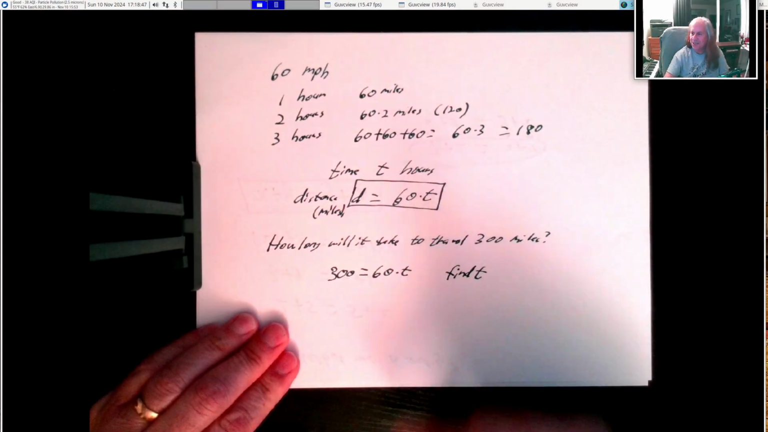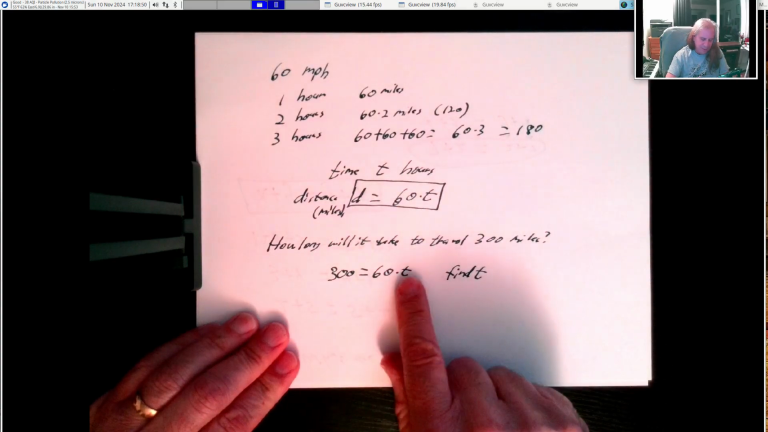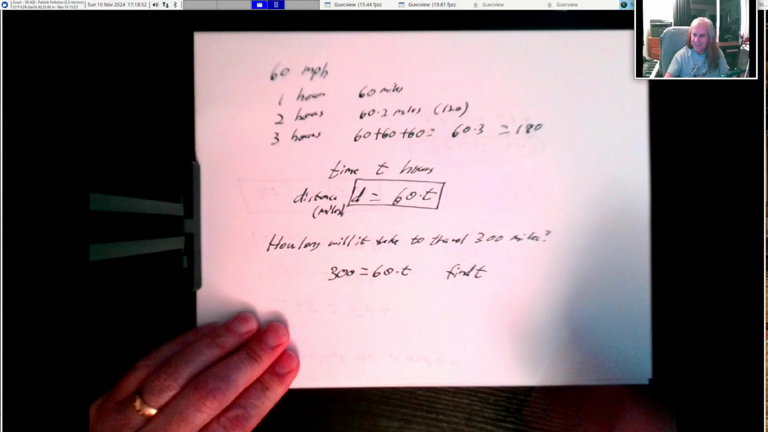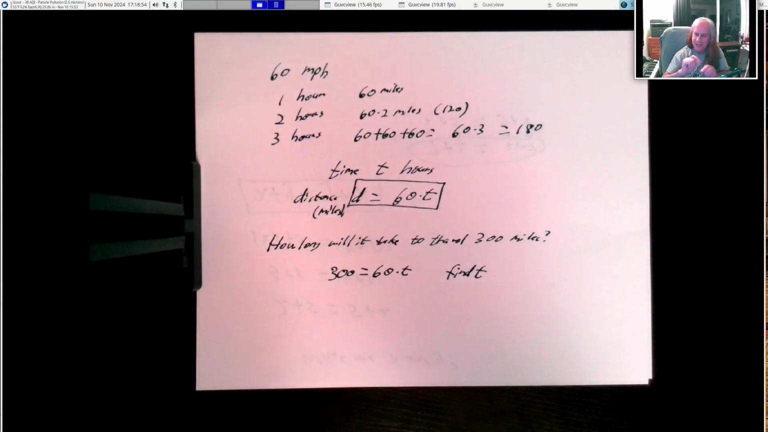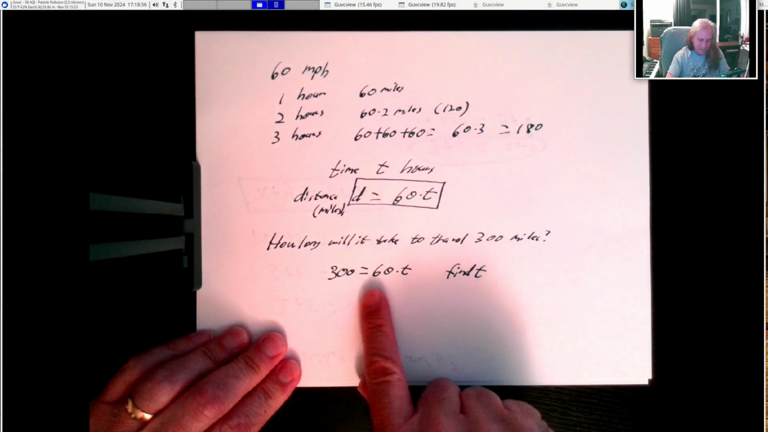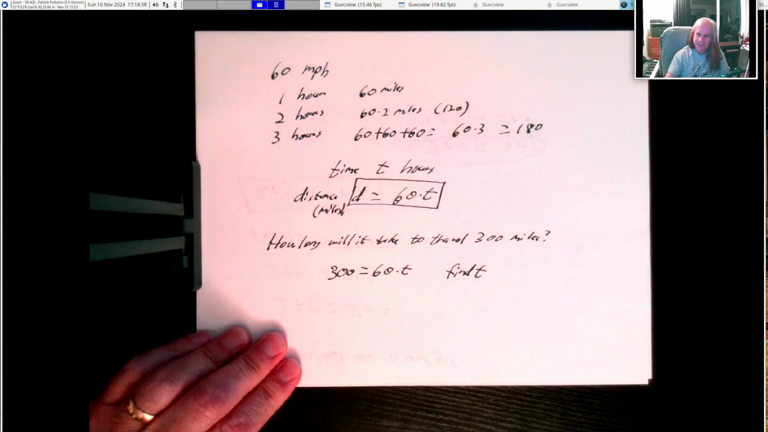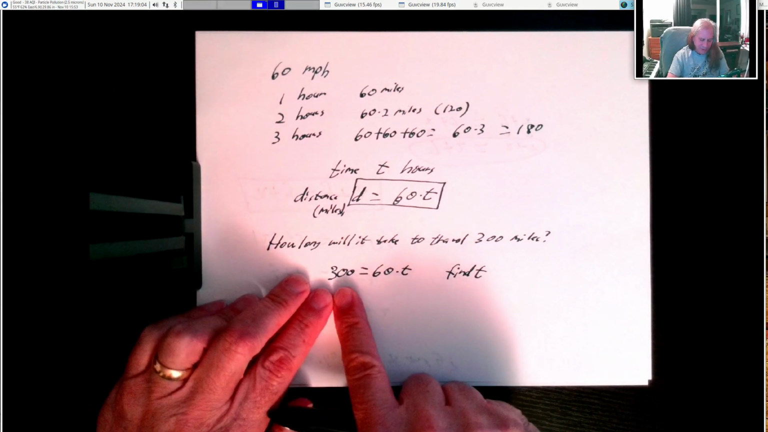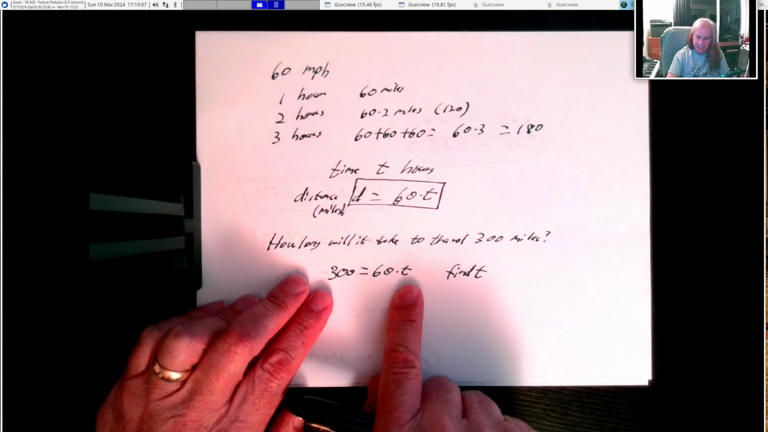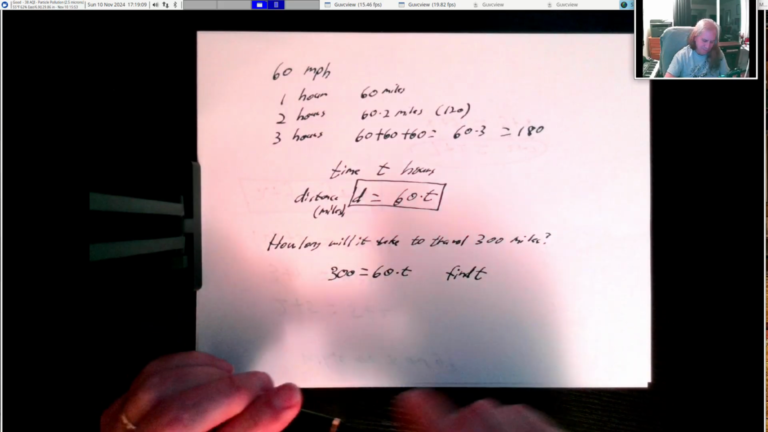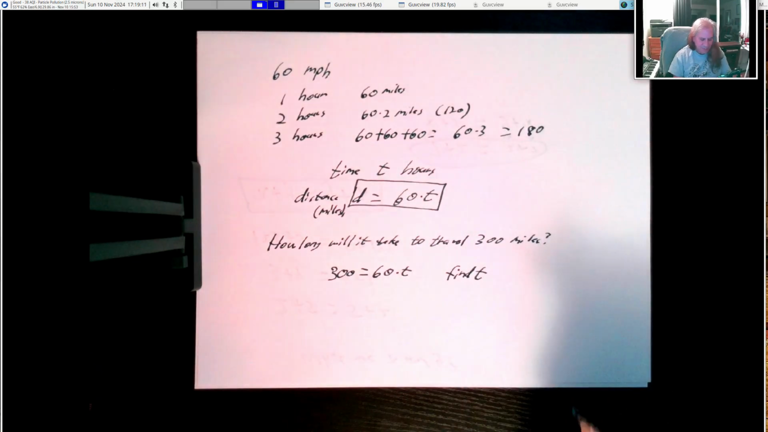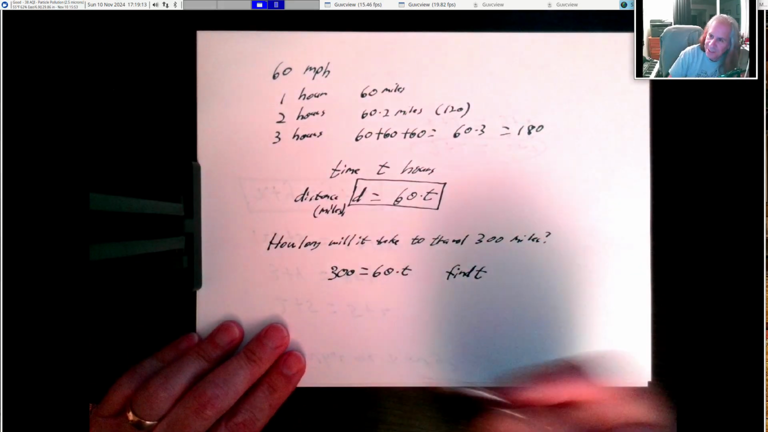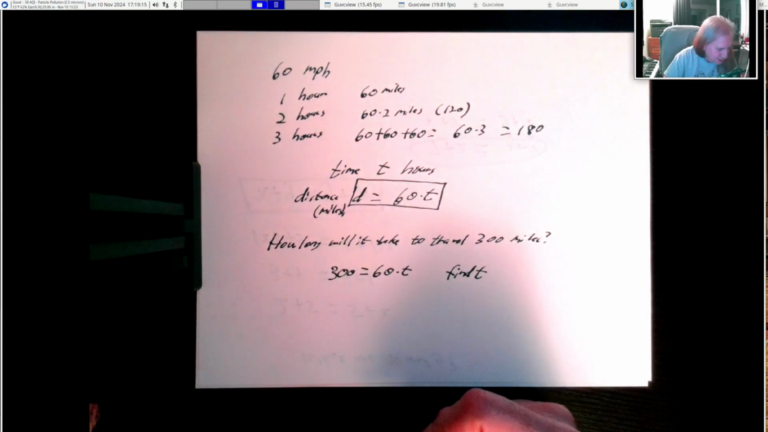Well, we could do it by trial and error. We could try t equals 1, 2, 3, 4, 5, 6, 7, 8, and try to narrow it down and find the exact value of t. But there's a different way, which is to manipulate this equation so that we can find what t is actually equal to. Well, this equation in particular we could manipulate by dividing both sides by 60.